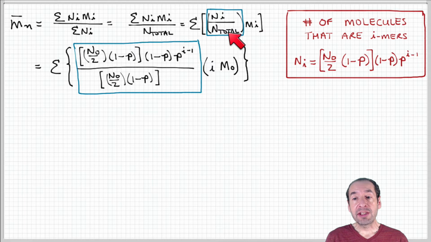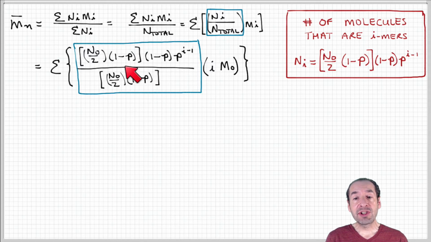And in doing that, notice that I know what this Ni term is. We just determined what it is. It's this quantity, so I can put that in the numerator. And then the total number of molecules. So remember, we can get this by counting the total number of molecules that have unreacted functional groups, because that's the total number of molecules that are left at a given time in the sample.